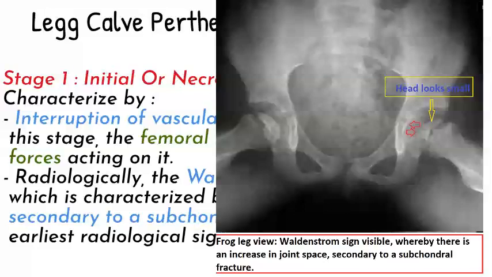This X-ray of the pelvis shows a frog-leg view. The Waldenström sign is visible, whereby there is an increase in the joint space secondary to a subchondral fracture. As you can see, the head looks smaller compared to the other side.